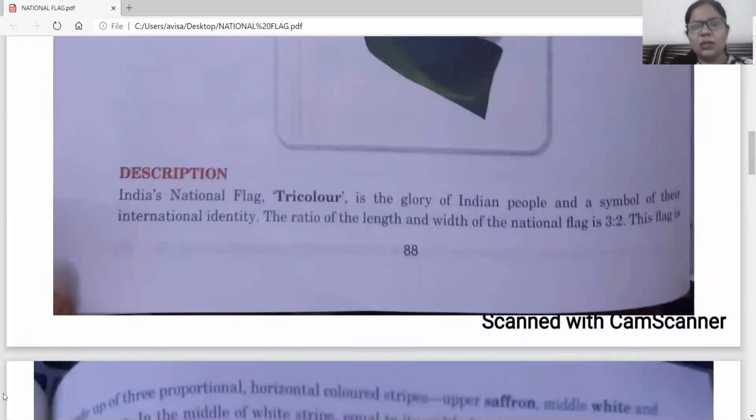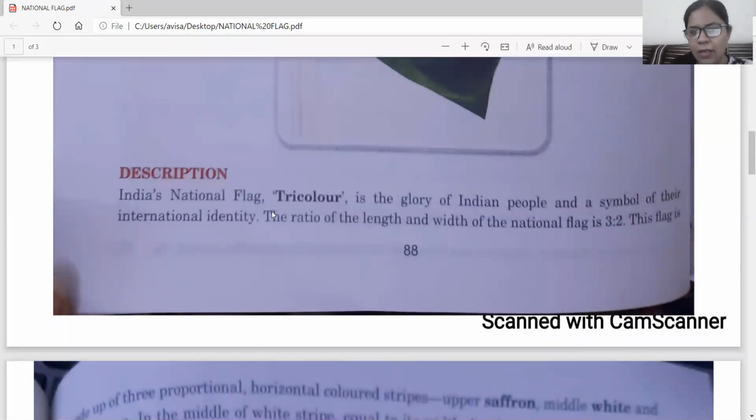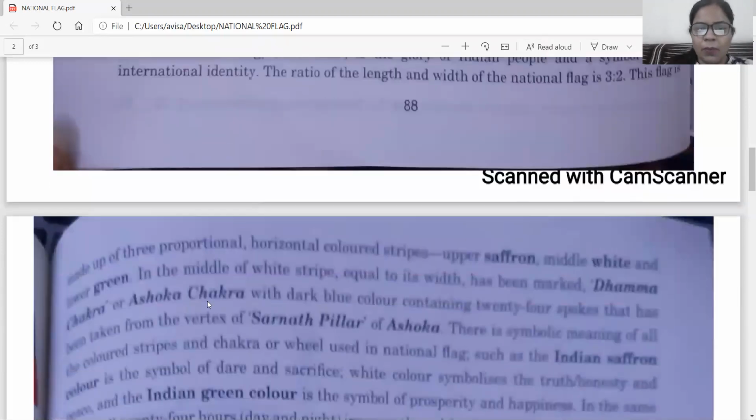So, according to this, the Indian national flag, the tricolor, is the glory of the Indian people and the symbol of their international identity. The ratio of the length and the width of the national flag is 3 to 2. This flag is made up of three proportional horizontal colored stripes: upper saffron, middle white, and lower green. In the middle of the white stripe, a wheel equal to its width has been marked.